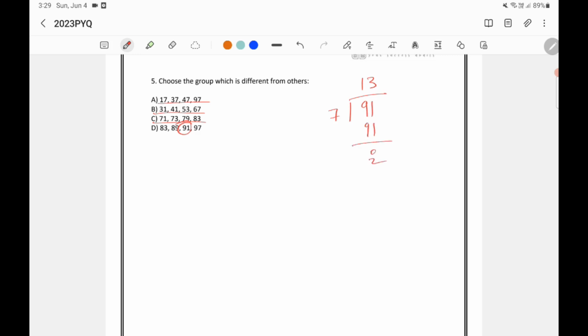So if you can identify that 91 is not a prime number, it's actually very difficult. Okay, only if you know the prime numbers, at least some of them, then only you can come to this conclusion. But if you can identify that 91 is not a prime number, then you can say that option D is the right answer, because all other numbers are prime numbers here. Okay.